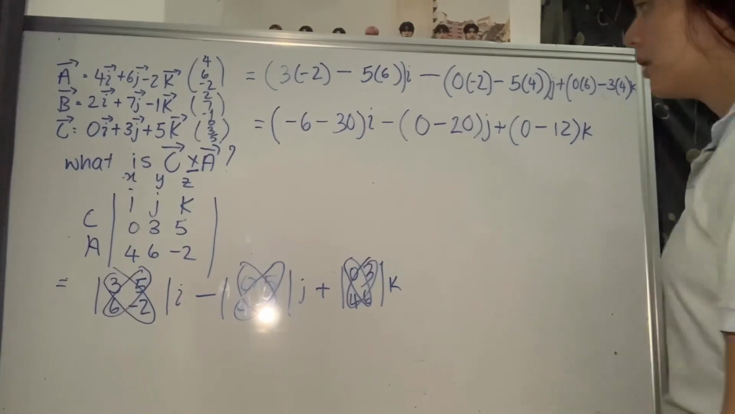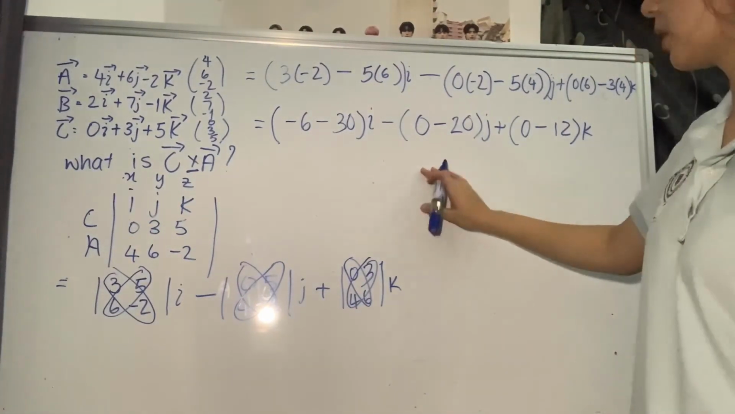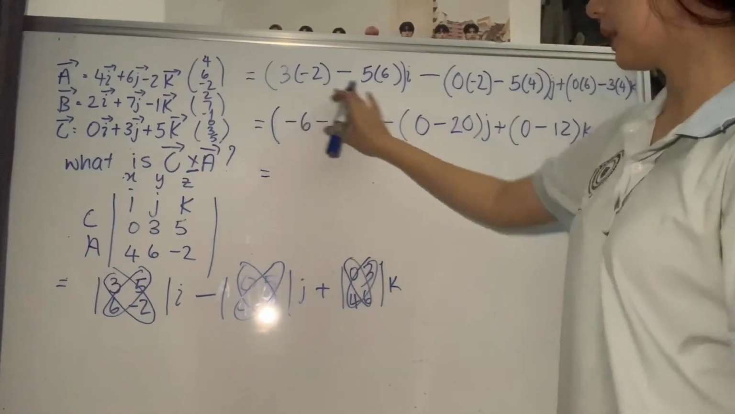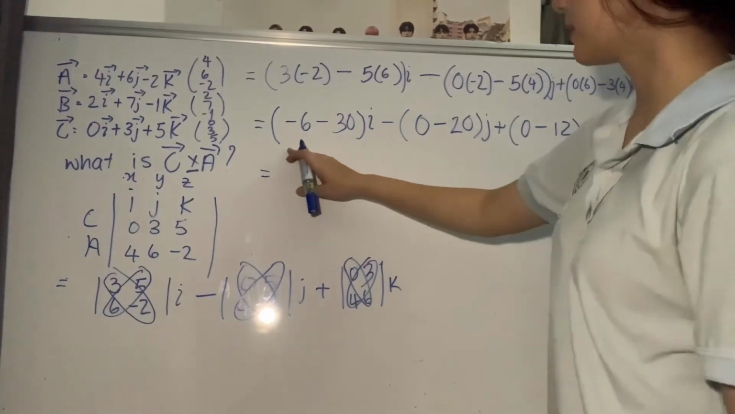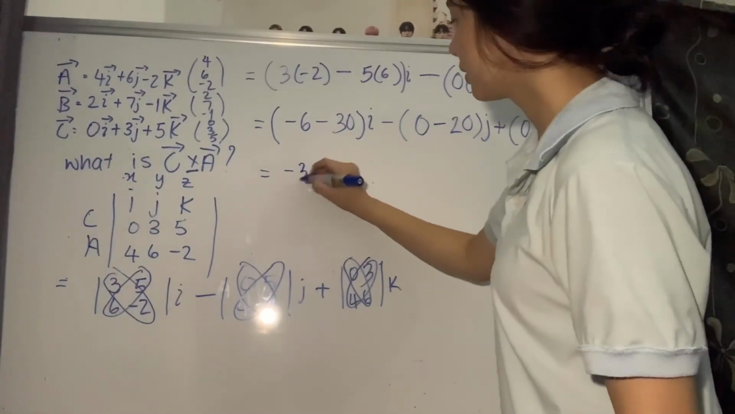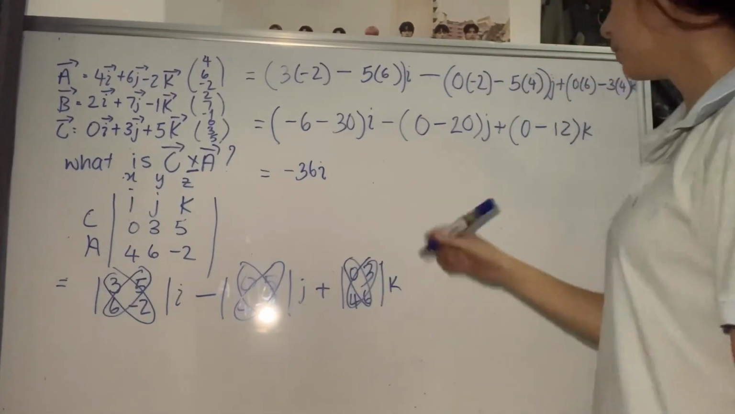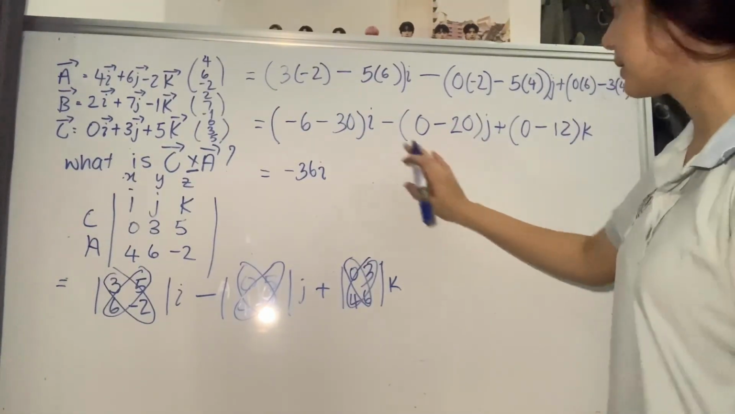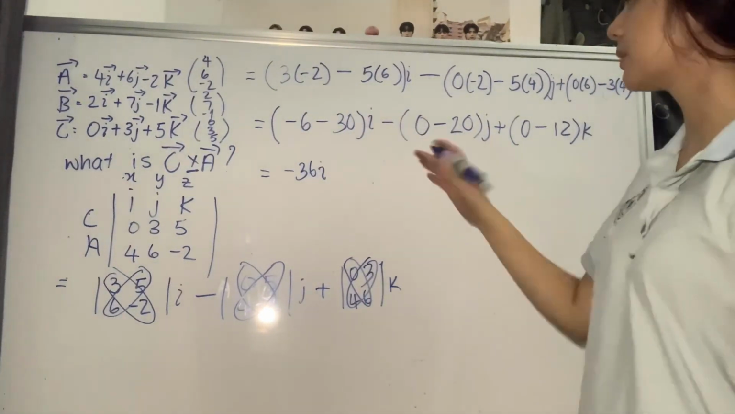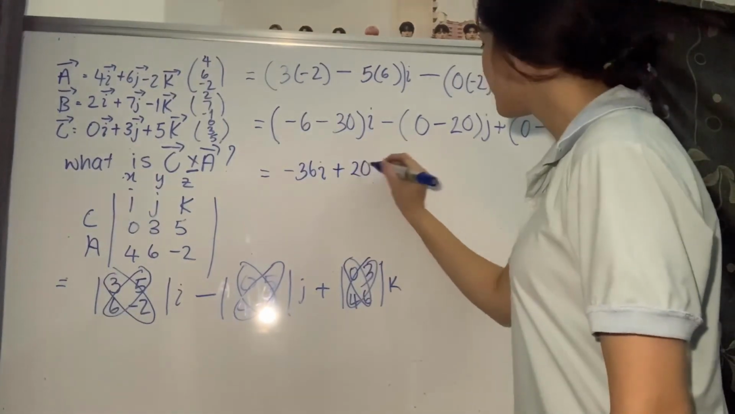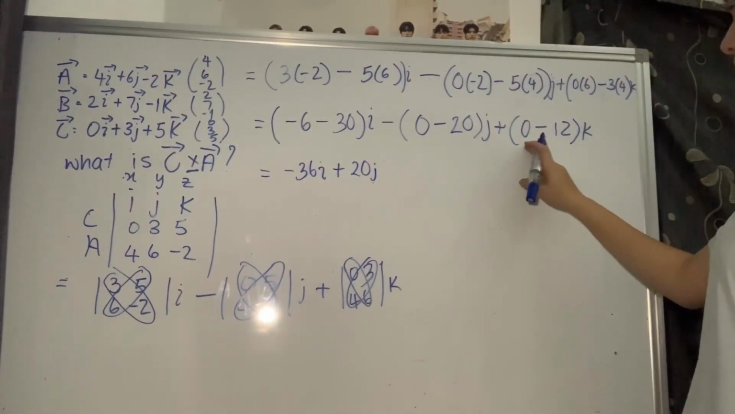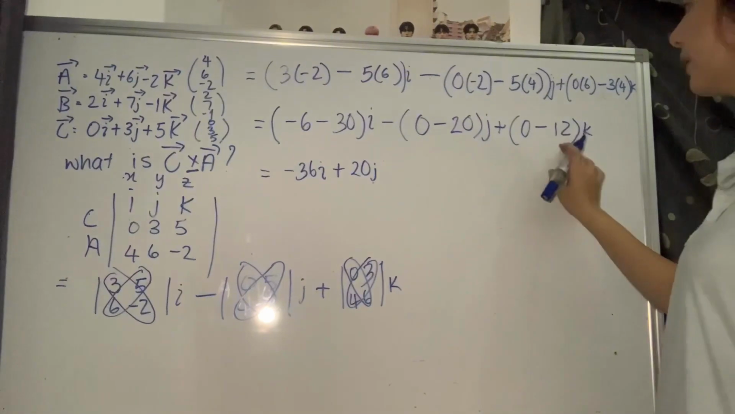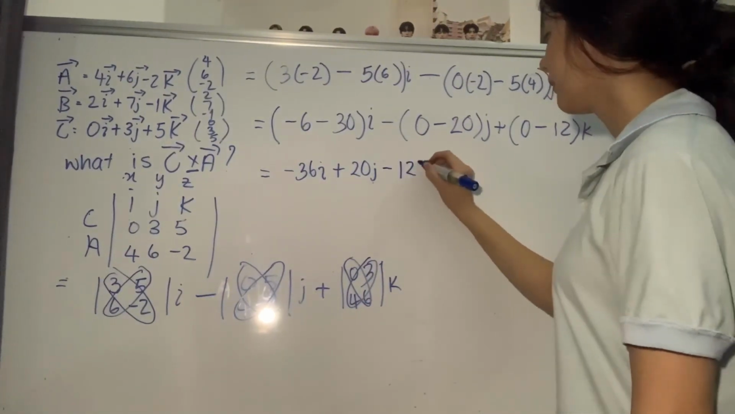This is our last step in finding the cross product. We add these together, so negative 6 and negative 30 gives us negative 36i, and here we have 0 minus 20, which would normally give us negative 20, but since this sign is negative and negative is positive, that equals plus 20j. And lastly, 0 minus 12, usually we would just write 12, but because it's negative and positive equals a negative, that's minus 12k.